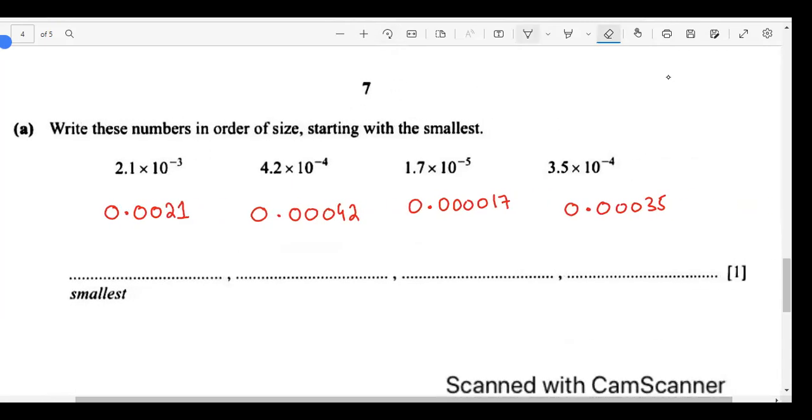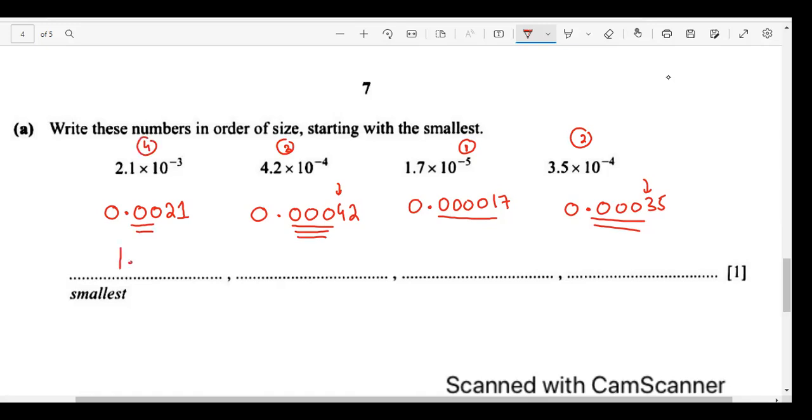So we are looking for the smallest number. 2 zeros, 3 zeros, 4 zeros, 3 zeros. This is the smallest number. This is number 1. Then for the second smallest, we compare 4 and 3, so obviously this one is smaller, right? And then we have 3 zeros and we have 2 zeros here. So this is the third one and this is the largest number.